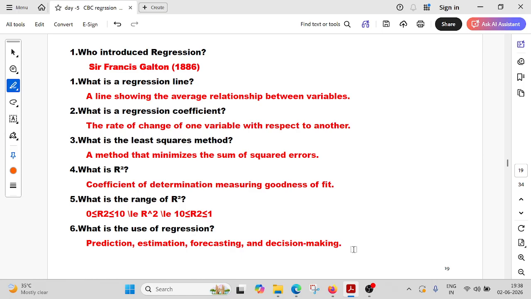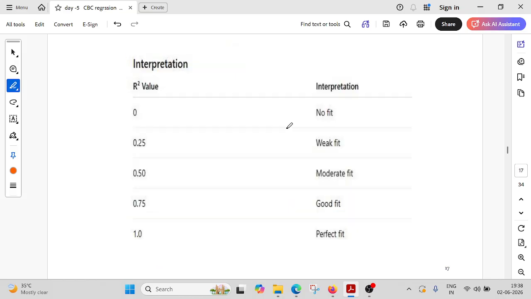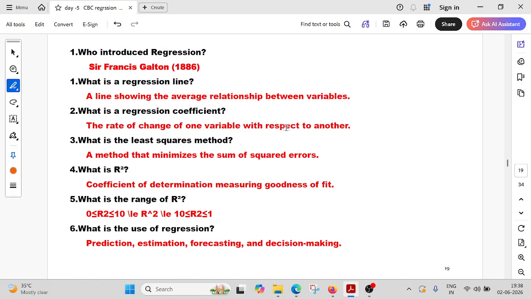Next, just recapping the regression, because we completed up to goodness of fit. We need to recap what we discussed. Who introduced the regression? Last class I said Sir Francis Galton in 1996. What is a regression line? A line showing the average relation between the variables. What is the regression coefficient? The rate of change of one variable with respect to another. That means one is dependent, the other is independent.